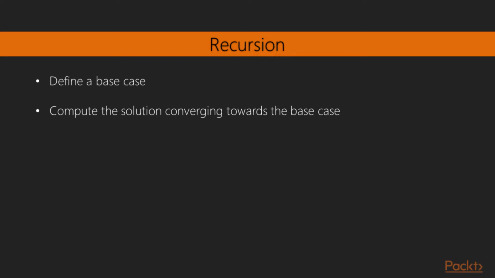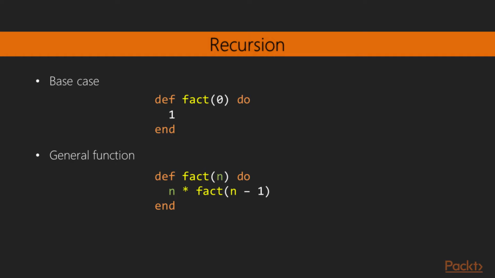In order to implement a recursive algorithm, we first have to define a base case, the simplest solution for the problem. After that, we define a function or a series of functions that compute the solution, always converging towards the base case. Putting this in contrast with our factorial function, we can see that the simple factorial of 0 function constitutes our base case. The more general function multiplies the number in its argument with the call to itself, with an argument that will converge to the actual base case eventually.